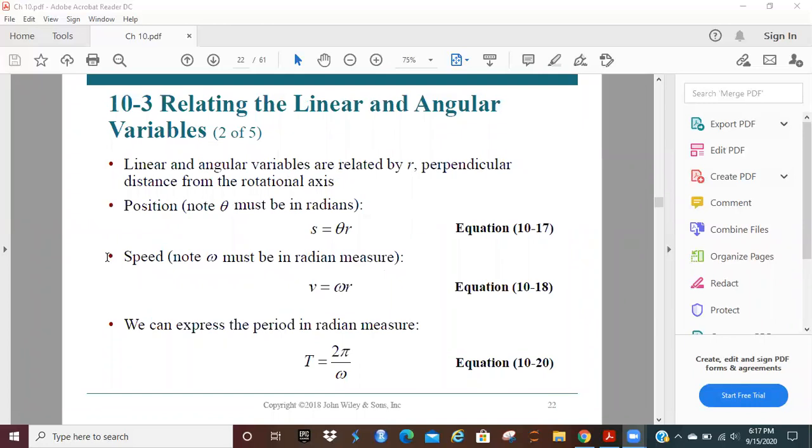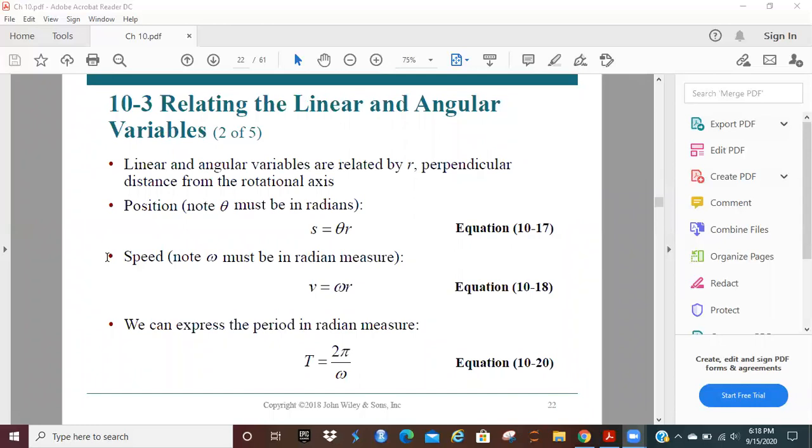How are linear and angular variables related? They are related by r, the radius. It's going to be the perpendicular distance from the rotational axis. So the position, again, this has to be in radians. Your arc length is going to be the same as the angle multiplied by the radius.